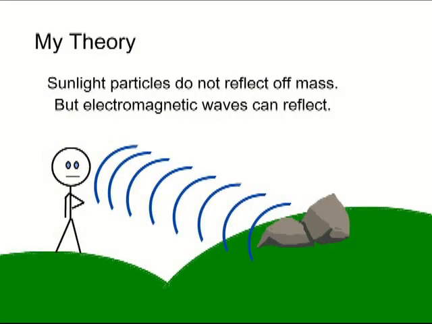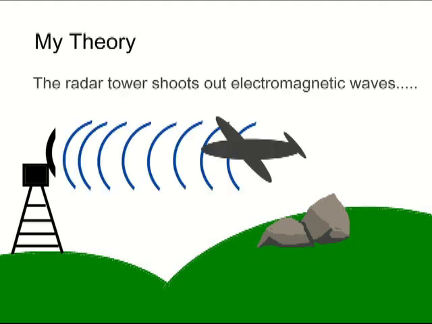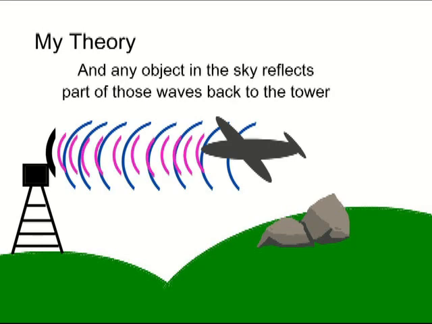The takeaway here is that sunlight particles do not reflect off of mass, but electromagnetic waves can reflect. In fact, that's how radar works. The radar tower sends out electromagnetic waves, and any objects in their path reflect some of those waves back to the tower.